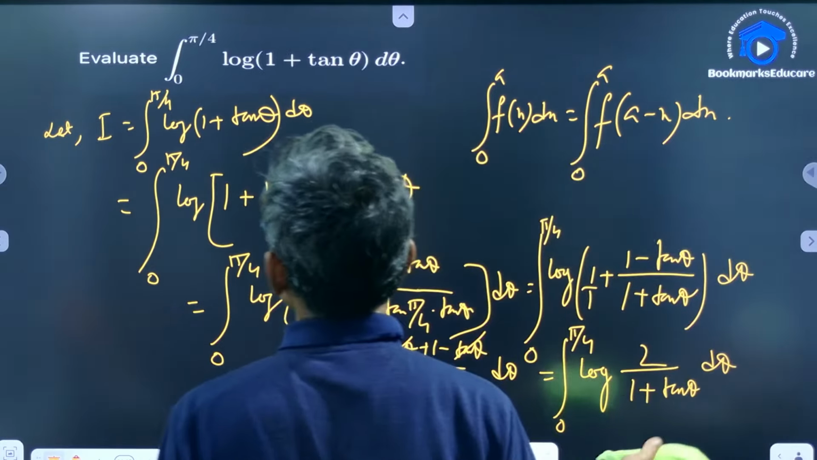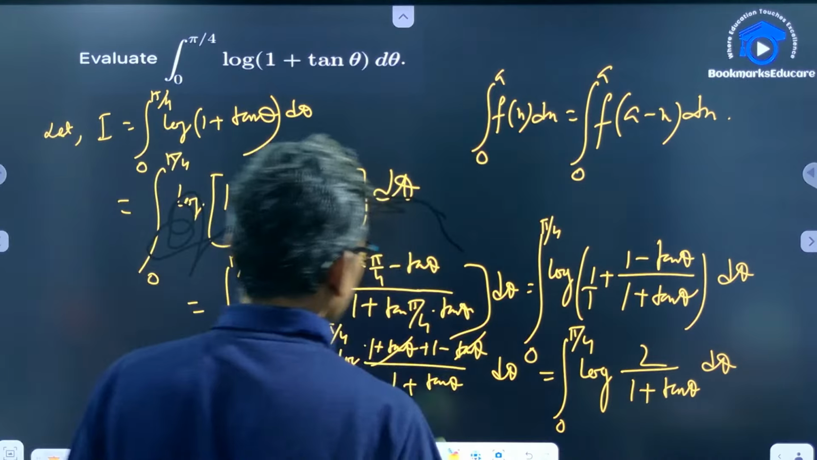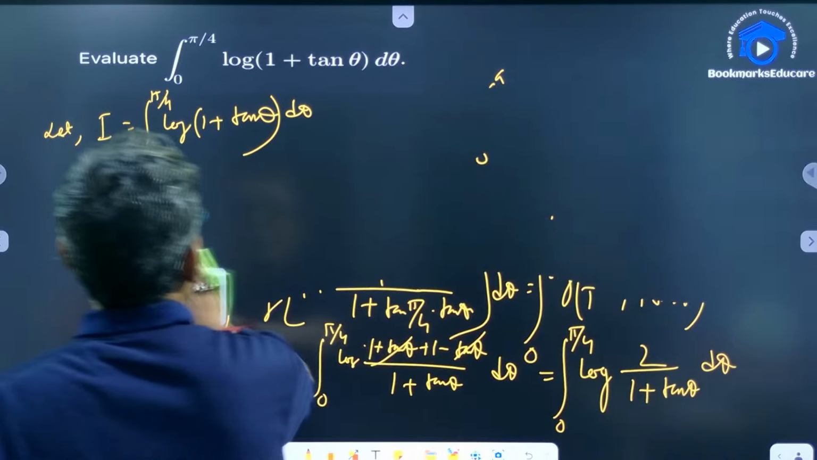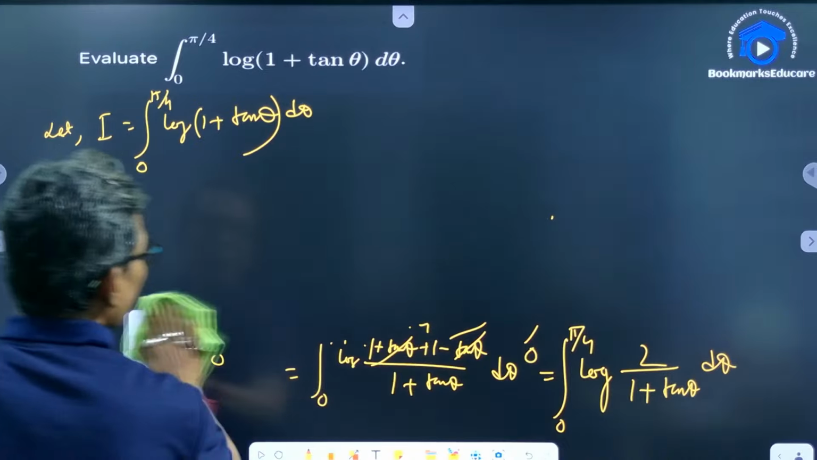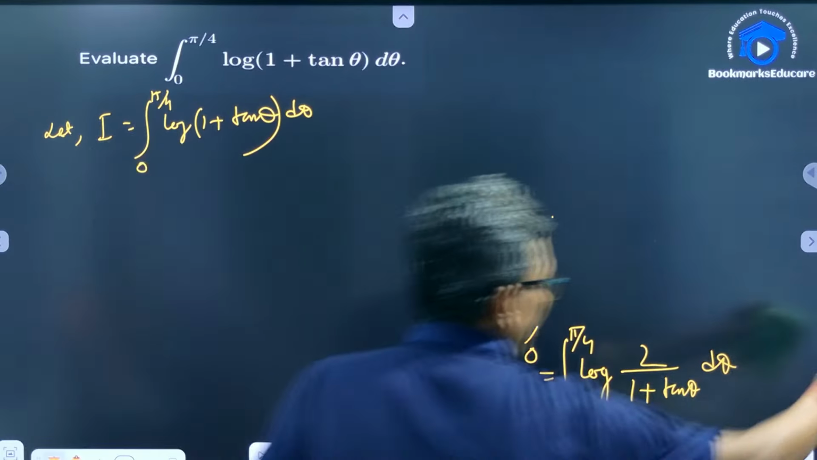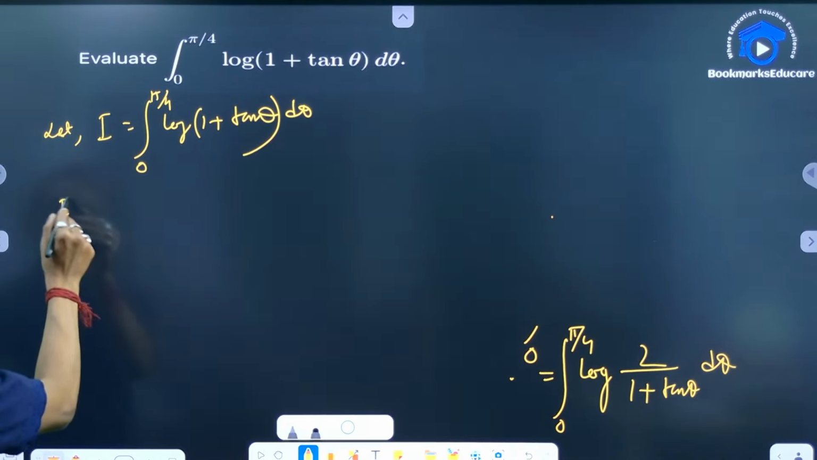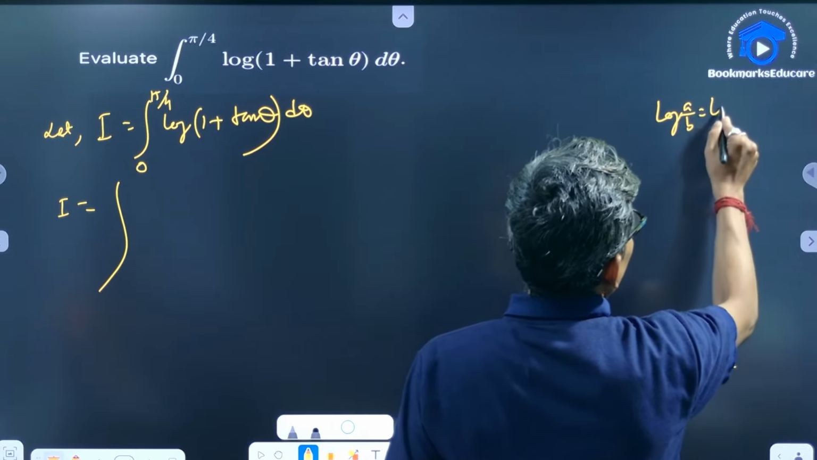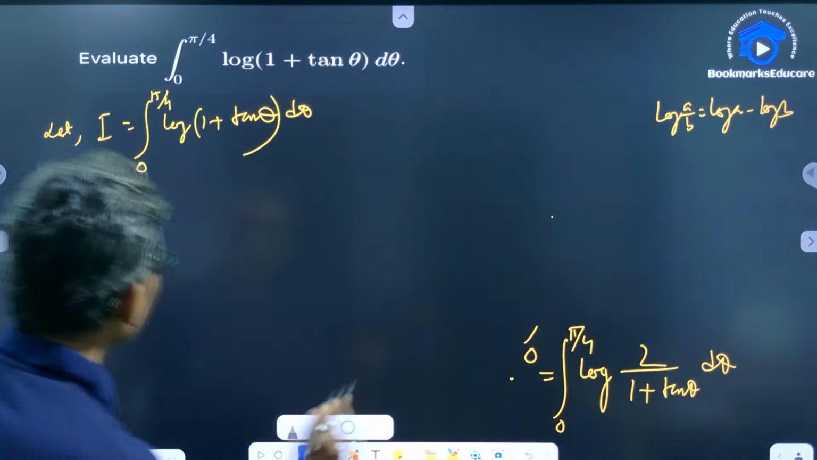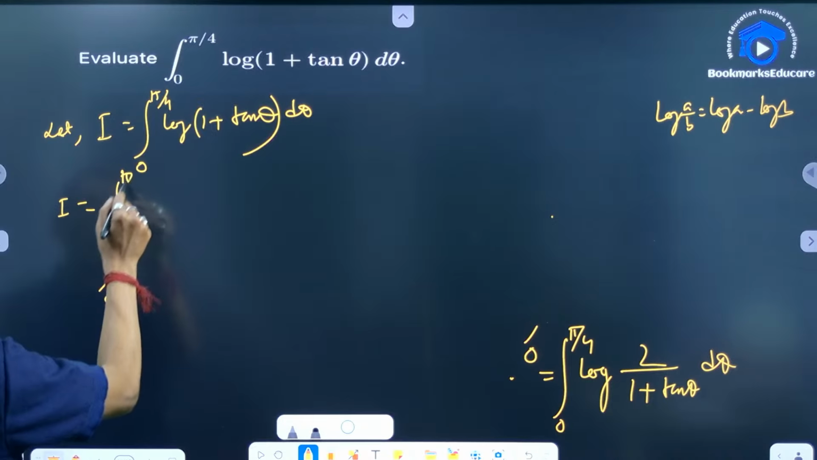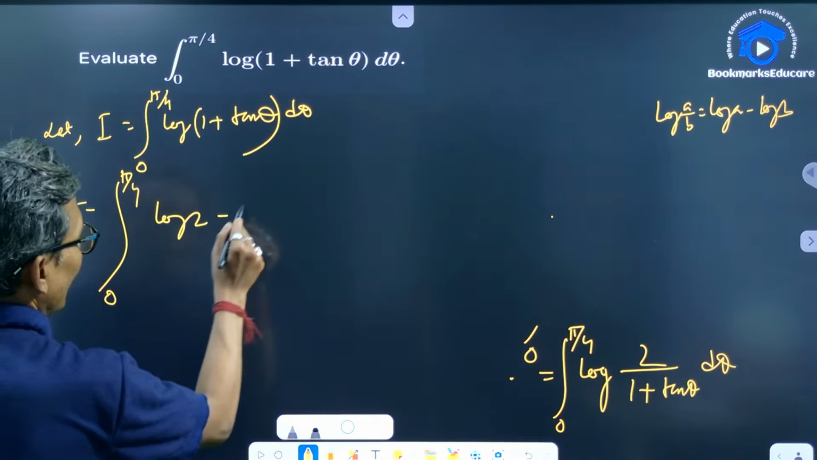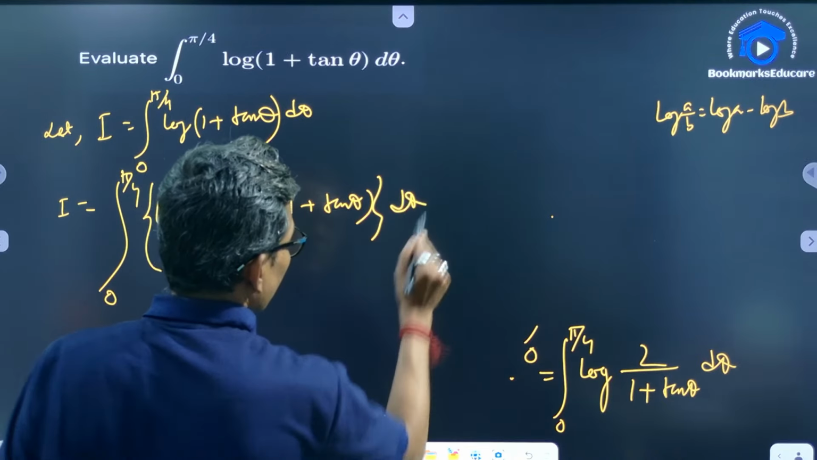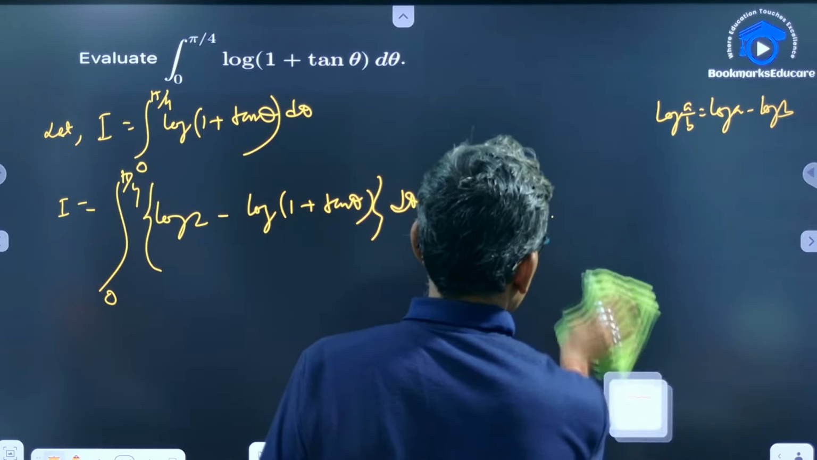Okay, so I is equal to, log of a by b का फॉर्मूला क्या है, log a माइनस log b. सो यहाँ पर वो इम्प्लीमेंट करना पड़ेगा. सो इम्प्लाई करने के बाद क्या होगा, log 2 माइनस log of 1 plus tan theta d theta. क्लियर? सो नाउ इसको स्प्लिट कर देना पड़ेगा.